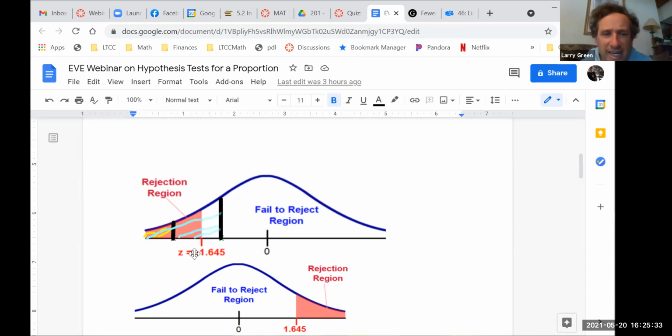And the idea is that if our sample's value is over to the left, like right here, then we're going to be in what's called the rejection region. So if our sample value is over here, we're going to reject the null hypothesis. Where the sample value is over here to the right, we'll fail to reject the null hypothesis.